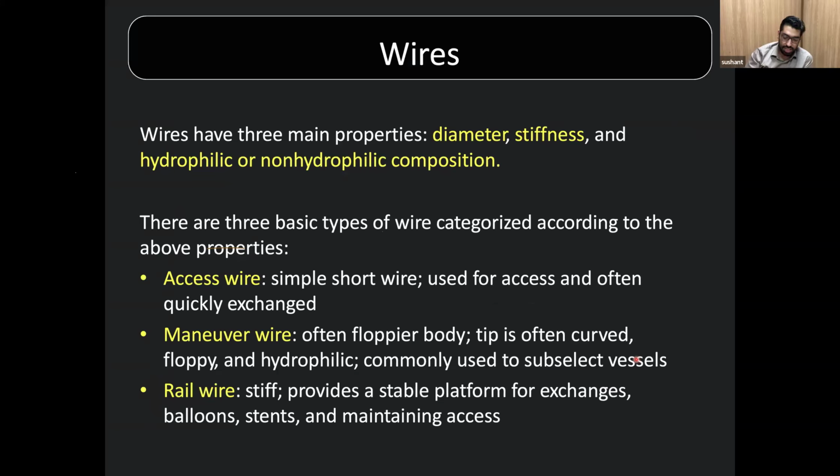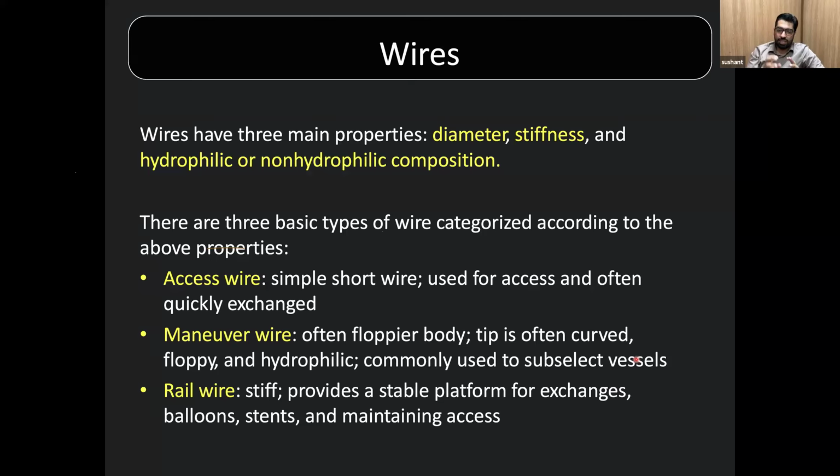These can be the access wires. So what I have with me, which I have shown you, is the access wire. We do a needle puncture, we place a guide wire, and we place a sheath over it. So this is known as the access wire. This is not used for advanced vascular procedures like going into the celiac artery or renal artery, for which we have to use a maneuver wire.